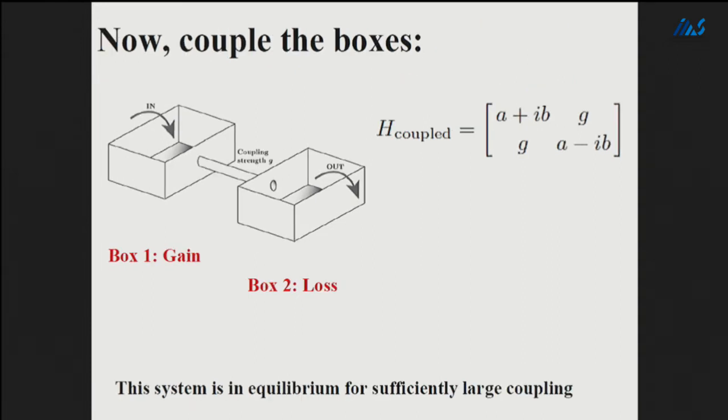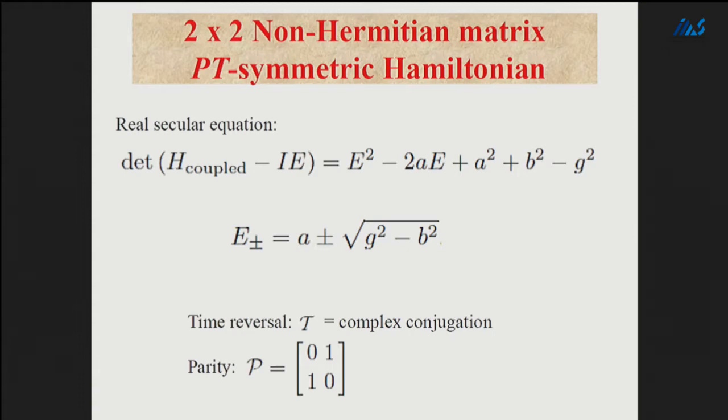Now let's couple these boxes with a coupling strength G. So now we have an off-diagonal element coupling these two systems, which are no longer independent. This system can be in equilibrium for sufficiently large coupling, and to see that, all you need to do is to calculate the eigenvalues. So you calculate the determinant of H minus IE. This is the secular equation, and if you find the roots, these are the roots, and you notice that if G squared is bigger than B squared, G is big enough, then this square root is real and the eigenvalues are real, and that is the unbroken region.